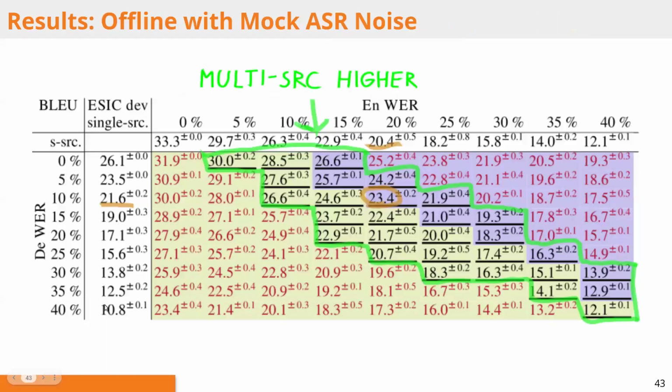And here are the results. So we evaluated the model with all pairs of word error rate levels. Here in the columns is the level of errors in the English source, and in the rows it's the level of errors in the German source. And here in the first row are the results of the single source system, so here it's English only. This first column is German only. And in the middle are the results of the multi-source system. And we can notice that in the area in the middle, around the diagonal, the BLEU scores of the multi-source system are higher.